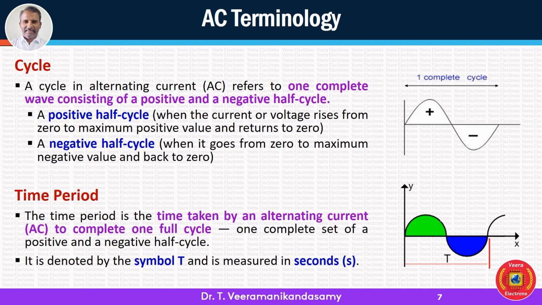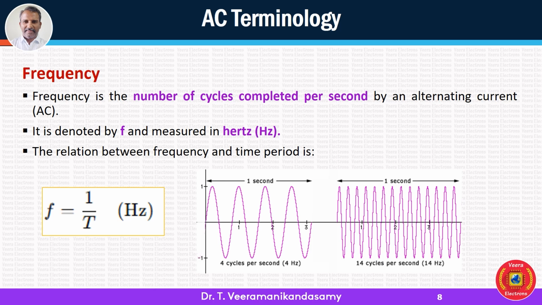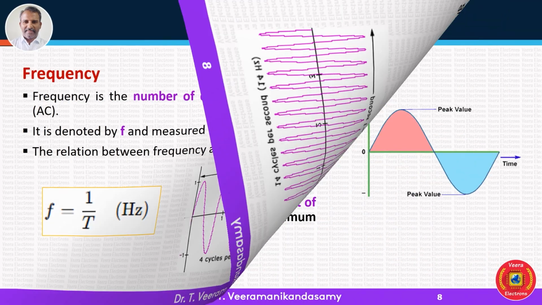The time period, denoted by the symbol T and measured in seconds, is the time taken for the alternating current or voltage to complete one full cycle. Frequency, denoted by f and measured in Hertz, is simply the number of cycles completed by an alternating current per second. It has an inverse relationship with the time period, where the frequency f is equal to 1 divided by the time period T.